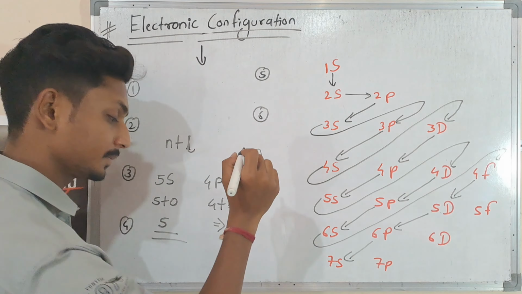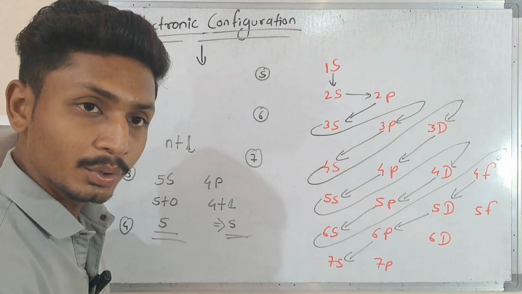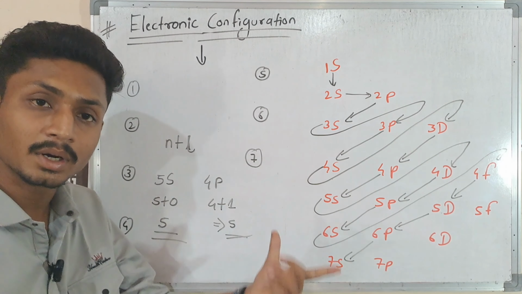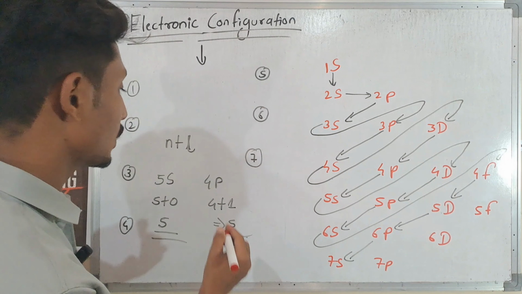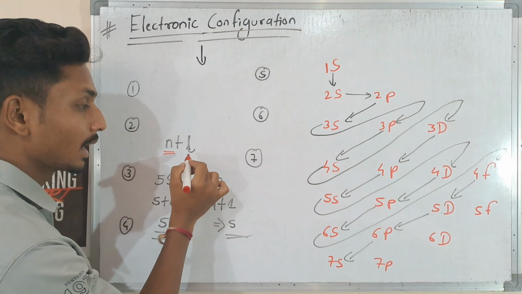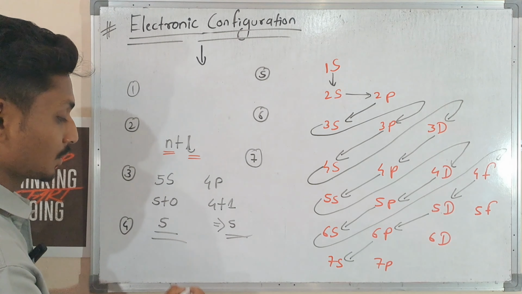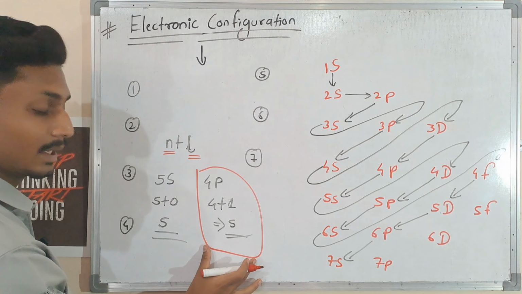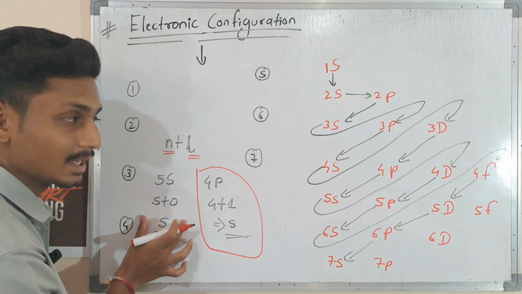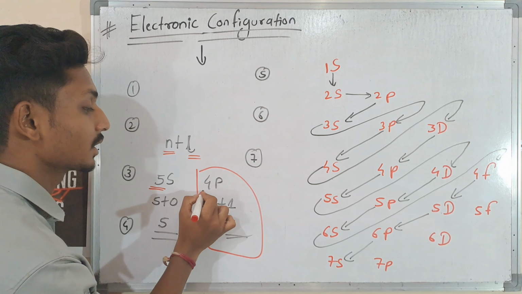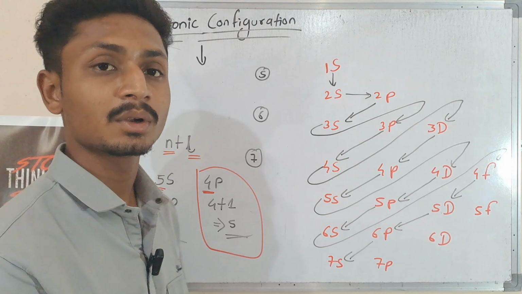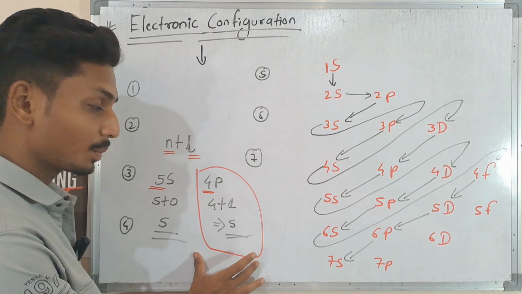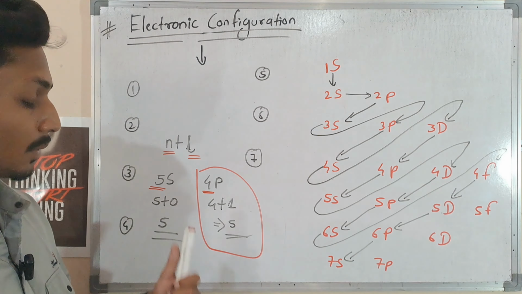When we got a tie, I told you that n is the dominating one over the azimuthal quantum number. So 4p has lower energy and 5s has higher energy because of n, the principal quantum number. So our first electron goes in 4p, then 5s.